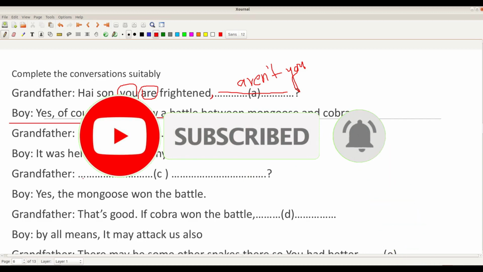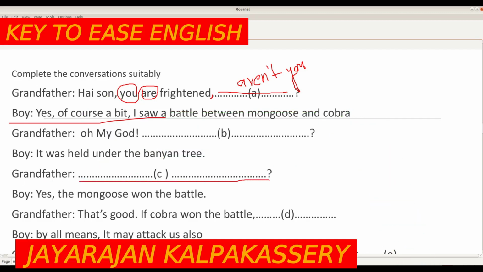Next one. Again grandfather is asking a question because the question mark is here. Here also the question mark is here. Next. Yes is the answer. So it must be a yes or no question. The mongoose won the battle. Then definitely the question will be, as I told, who won the battle? Yes, the mongoose won. Did the mongoose win the battle? That will be the question.